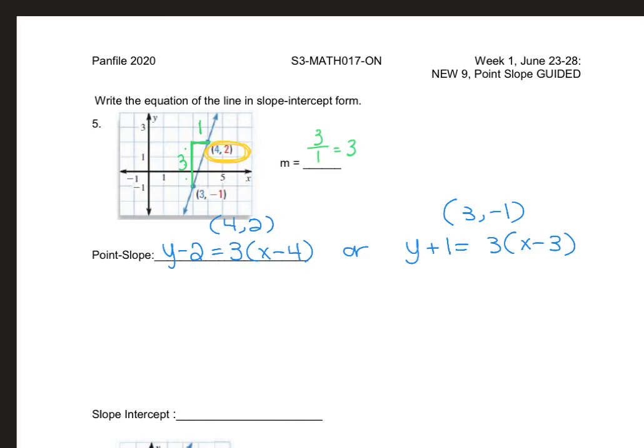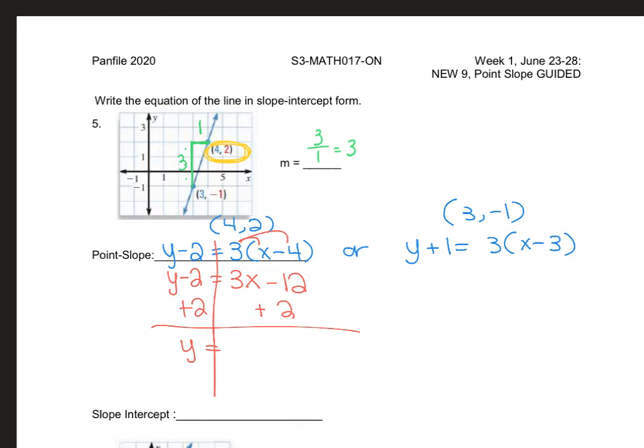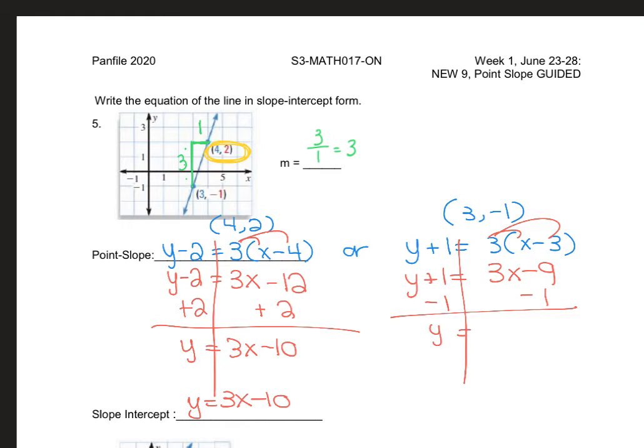So in order to do that, I have to distribute the 3, leaving the y minus 2 alone. I get 3x minus 12. I add 2 to both sides. Y equals 3x minus 10. If you want me to prove to you that we would get the same thing, very quickly I can. You'd get... check.